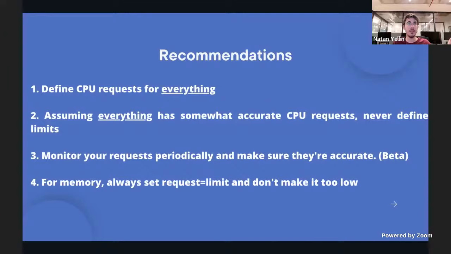Three, monitor your requests periodically and make sure that they're accurate. There's a parenthesis there about beta. We are trying to do some work in Robusta, which still isn't out yet. So if you're interested, please talk to us, and also check out the other solutions that were mentioned earlier, Goldilocks and the VPA. And also just look at Grafana and do the math yourself. But we are trying to build a good way to monitor it regularly. So feel free to contact me if you're interested in helping out with an open source project there.